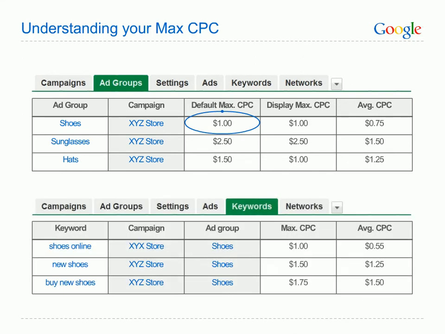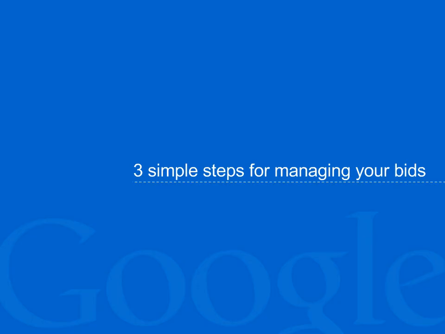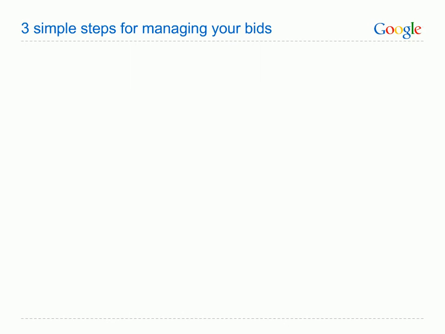However, you can also set individual max CPC bids for each of your keywords. Keyword level bid management can be very valuable, but to keep this class simple, we'll focus on setting bids at the ad group level. Don't worry, the techniques we will cover can also be applied to individual keyword bids. Now let's look at 3 simple steps you can use to effectively manage your AdWords bids. When setting your bids, we recommend you follow 3 simple steps.